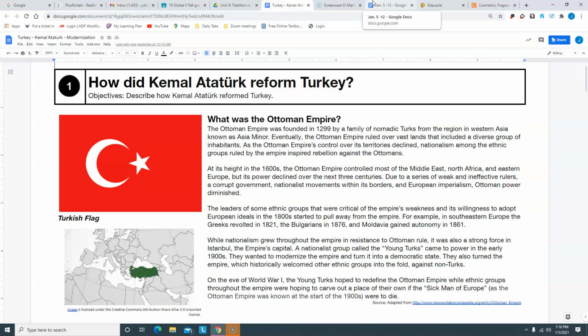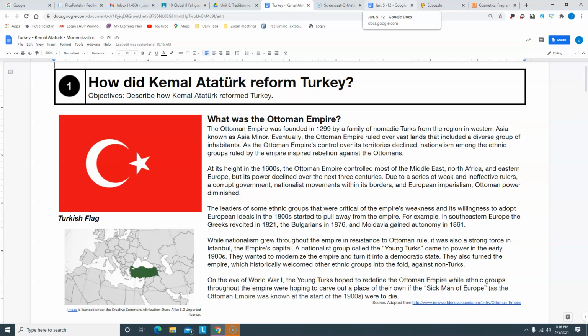For example, in southeastern Europe, the Greeks revolted in 1821, the Bulgarians in 1876, and Moldavia gained autonomy or independence in 1861. While nationalism grew throughout the empire in resistance to Ottoman rule, it was also a strong force in Istanbul, the empire's capital. A nationalist group called the Young Turks came to power in the early 1900s. They wanted to modernize the empire and turn it into a democratic state. They also turned the empire, which historically welcomed other ethnic groups into the fold, against non-Turks.